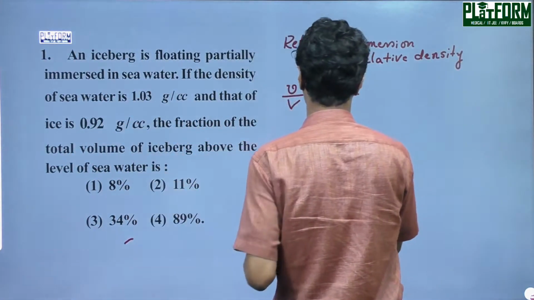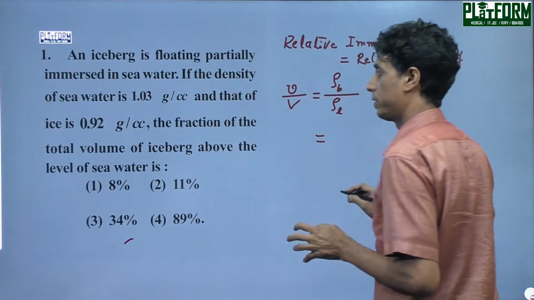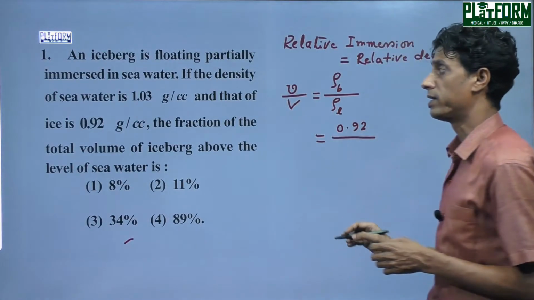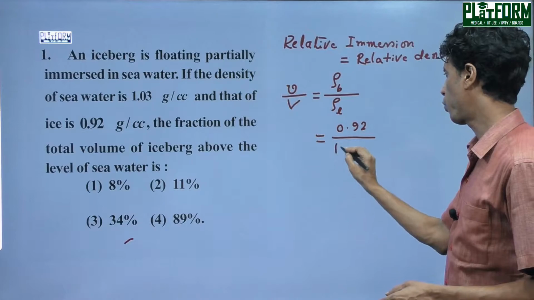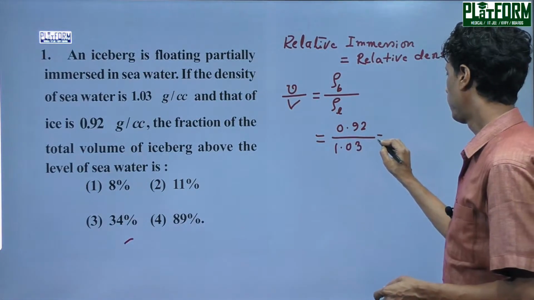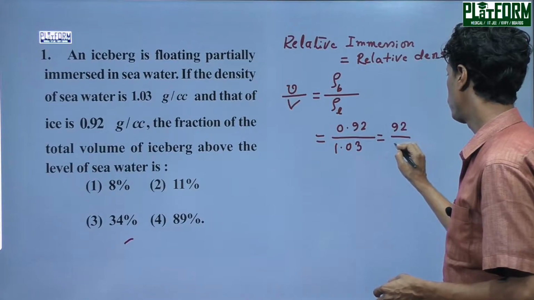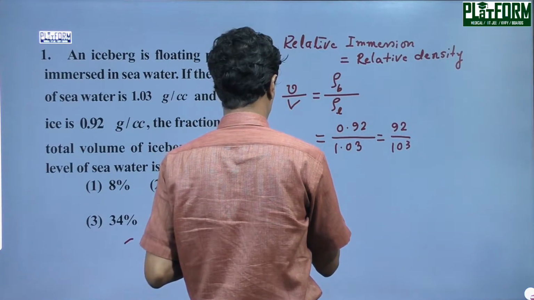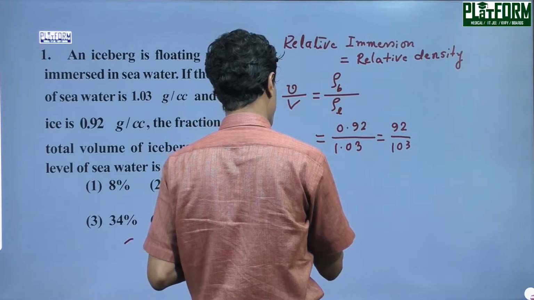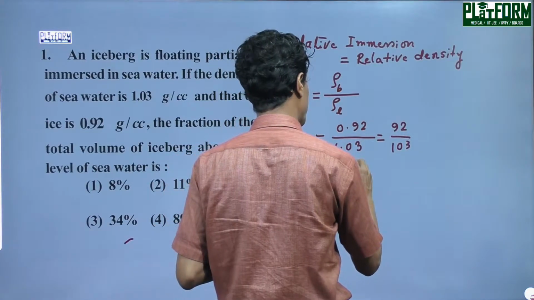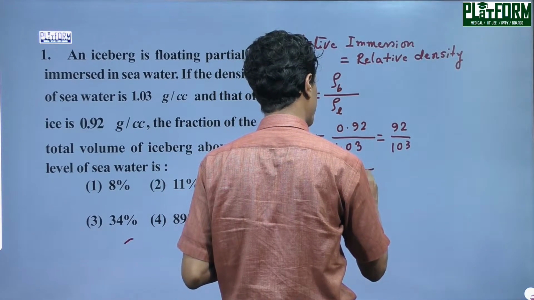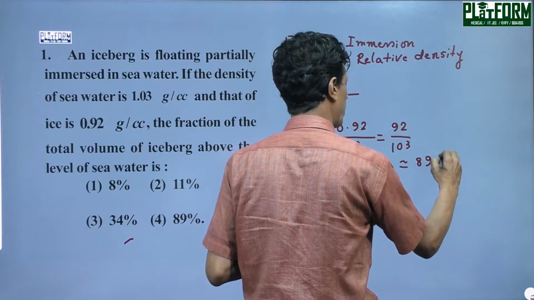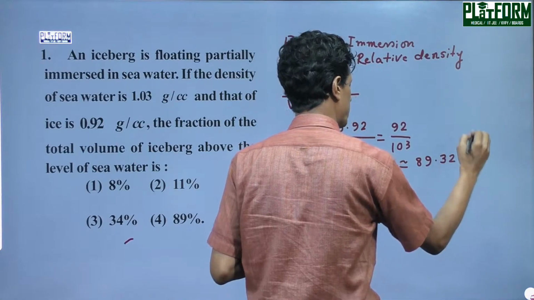In this problem, the density of the iceberg is 0.92 by density of the seawater 1.03, and by calculation 92 by 103. So percentage immersion of the body is 92 by 103 into 100, and it is 89.32%.